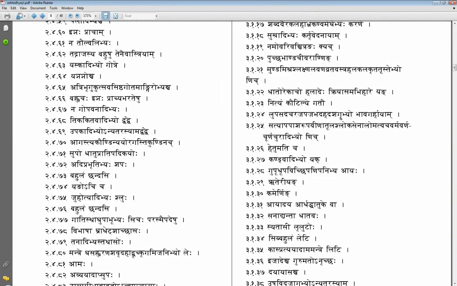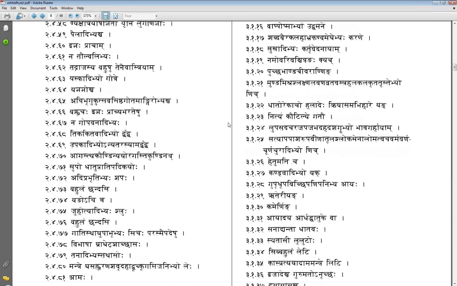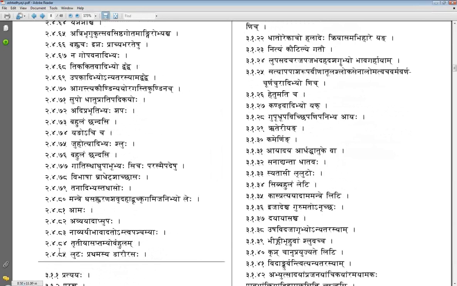2458. Yeah, 58. See, this look starts from 2458 to the end of 2.4. It's a pretty big section, about 28 sutras here. So when you find any look vidhanam, you can come and check over here. The sutra might be here.